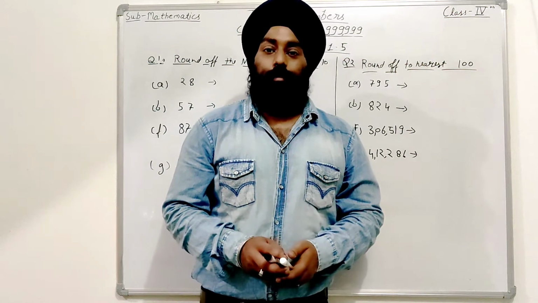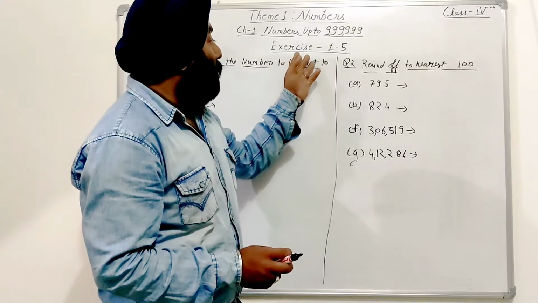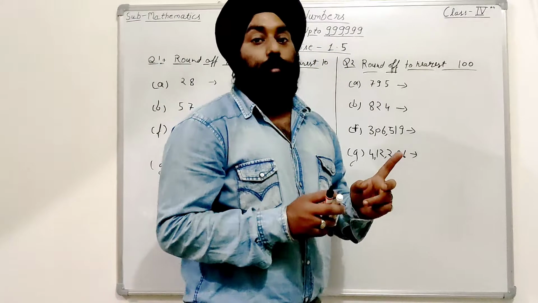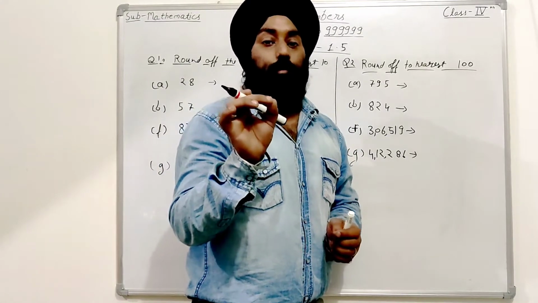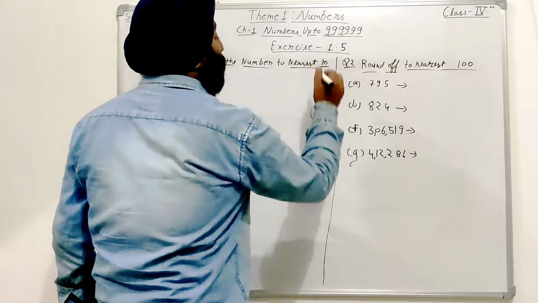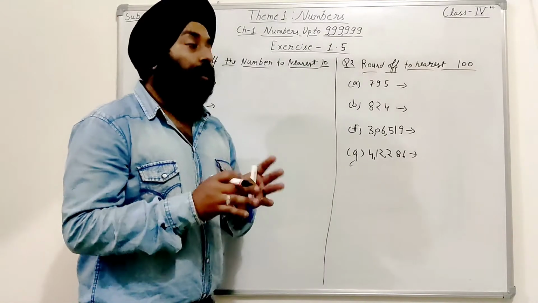Hello class. In today's class we are going to understand exercise 1.5, and in that exercise we have to understand a very common thing like rounding off to the nearest 10. What is rounding off? We have to understand what rounding off is.